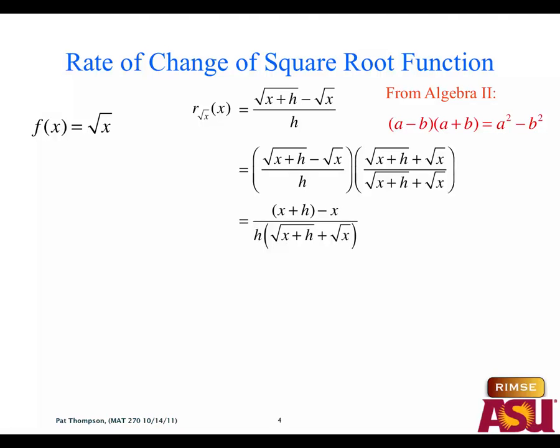So our numerator becomes x plus h minus x. There's the a squared minus b squared. And the denominator is just that thing multiplied. And so then the numerator just becomes h, and like all the other examples we've done, we've got the h in the numerator, h in the denominator. They can go away. And so when h becomes small enough, we get 1 over 2 square root of x.